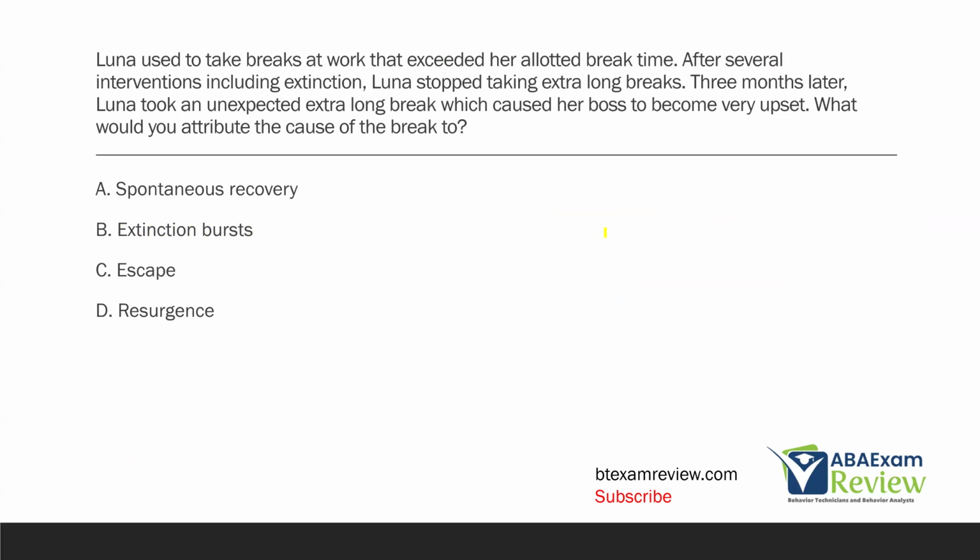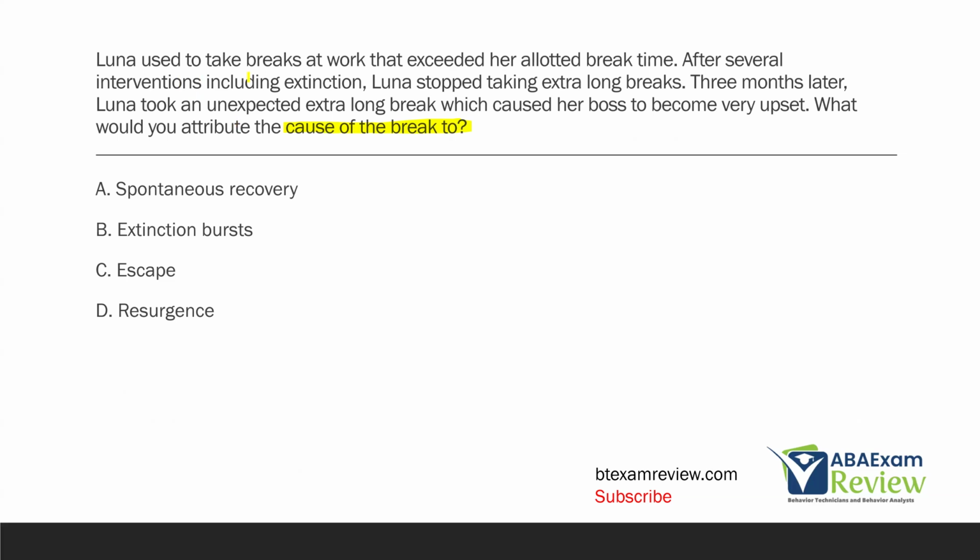Luna used to take breaks at work that exceeded her allotted break time. After several interventions, including extinction, Luna stopped taking extra long breaks. 3 months later, Luna took an unexpected extra long break, which caused her boss to become very upset. What would you attribute the cause of the break to? All right, why did the break happen? We're looking for the cause of the break. And remember, we're looking for some terminology from our task list.